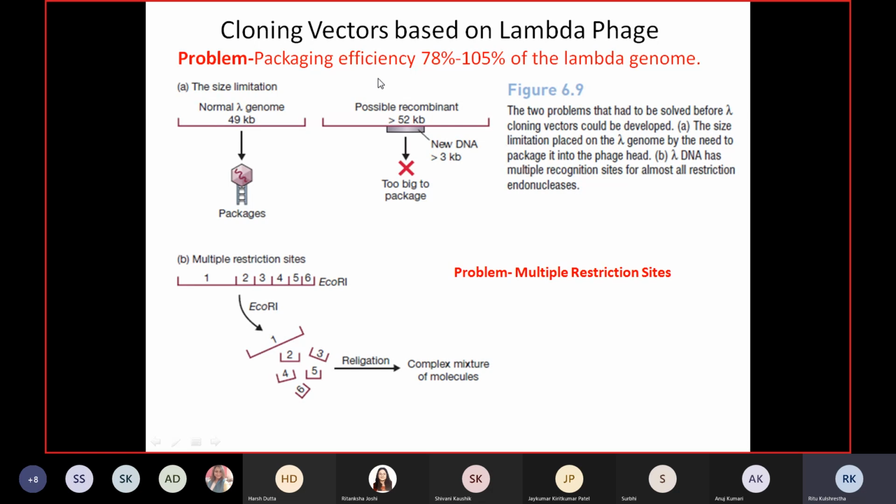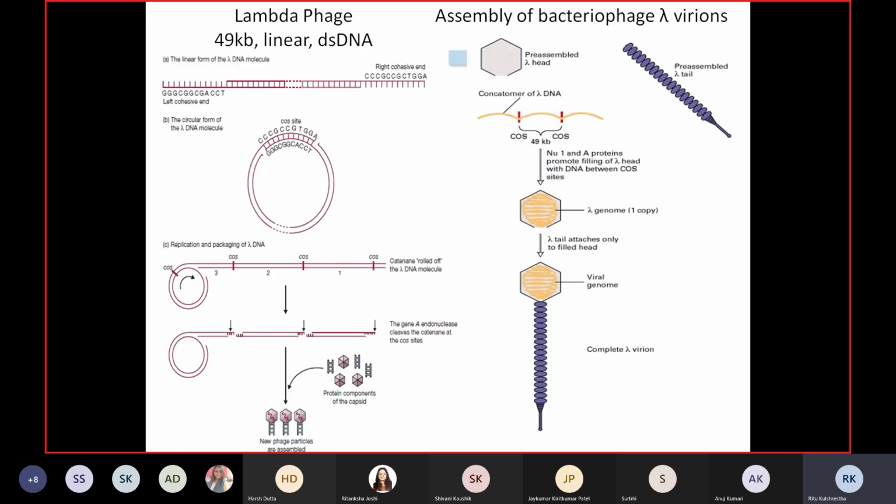Now, the problem with using the lambda phage genome as such for cloning purposes is that it has some limit for packaging the size of the DNA within the phage head. The genome has to be incorporated into the phage head, and it was seen that if it is smaller than a certain size, let's say 37 kb, or it is more than 52 kb, then it will not be incorporated into the phage head.